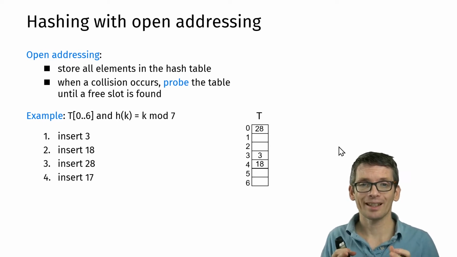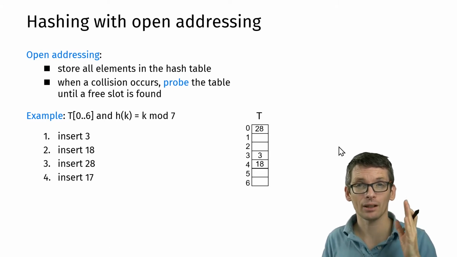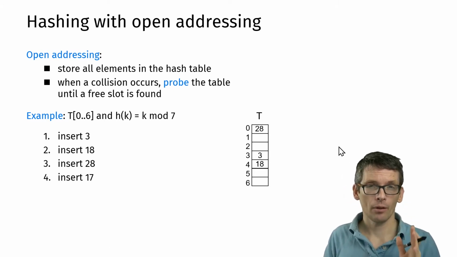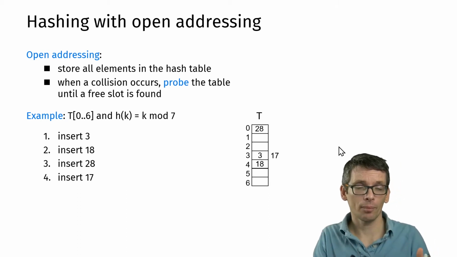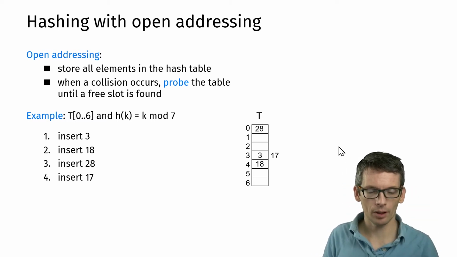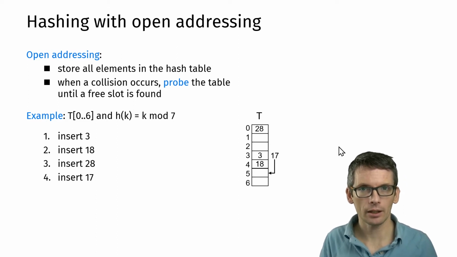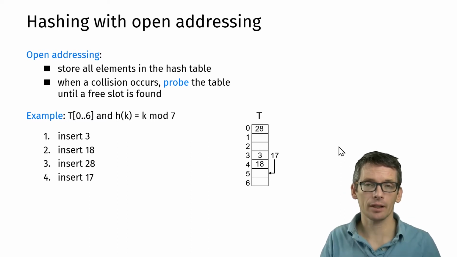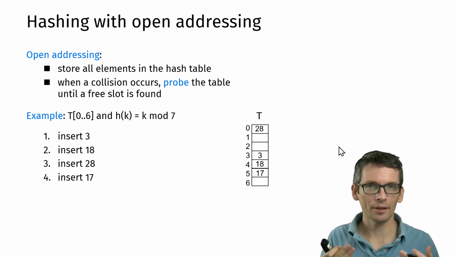We want to insert 17. So 17 mod 7, so 14 plus 3, goes to cell 3. Cell 3 is already taken. Now we want to have a clever way of placing the 17 into the table anyway. A simple solution here would be simply to say, let's look at the next cell and see whether we can place it there. The next cell is taken, but the cell after that, there's place, and there we place the 17. In this way, we avoid the extra storage that the linked list would need.